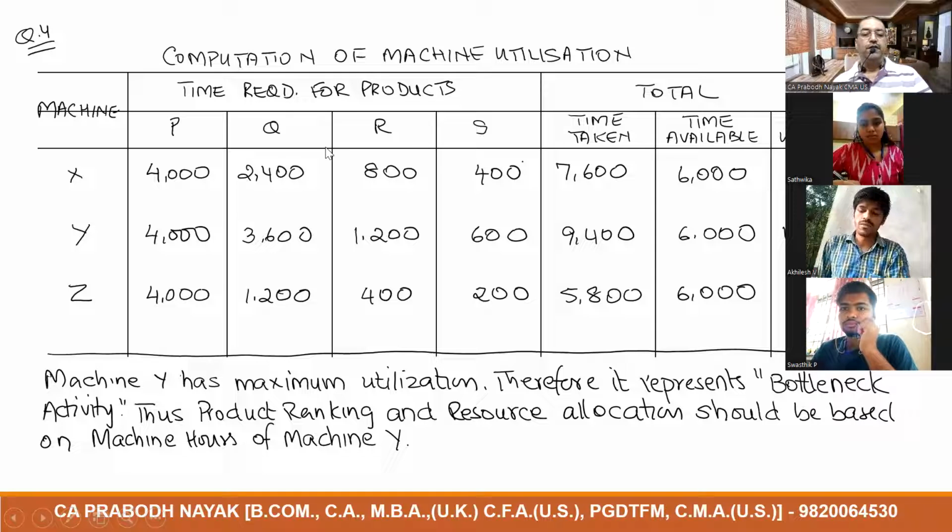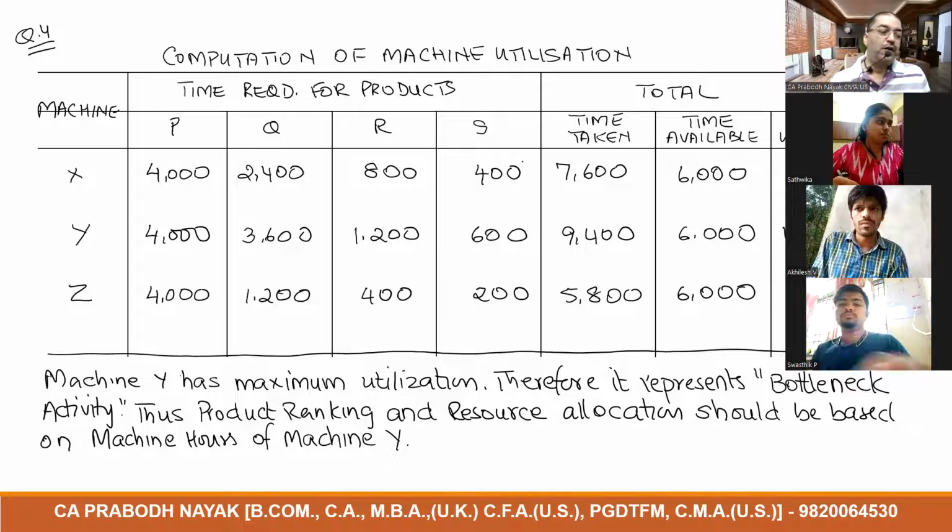Okay. So this is the first part of the question, asking for bottleneck activity. We have given them the bottleneck activity. Now the second part is allocation of the machine hours, ranking of products, and finding out how many machine hours can be utilized. Can we produce all 200 units of all the four products, or do we have to curtail the production of any particular commodity?